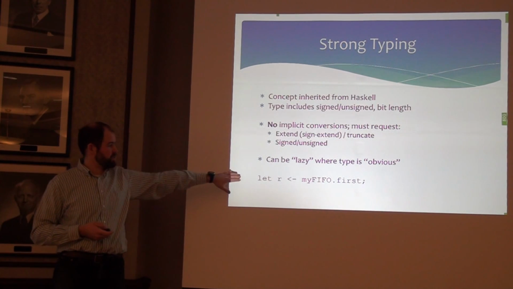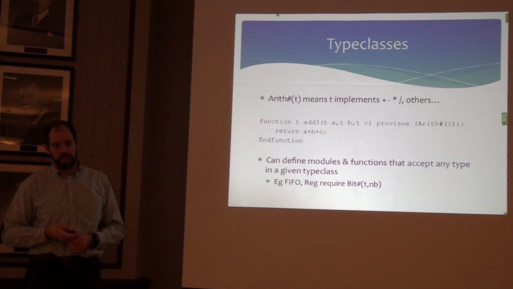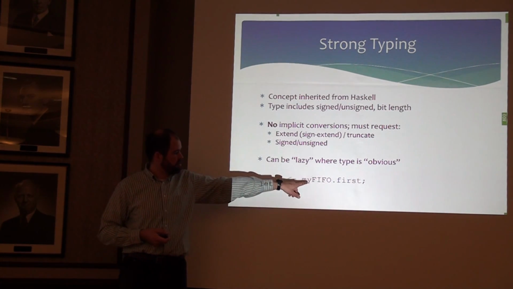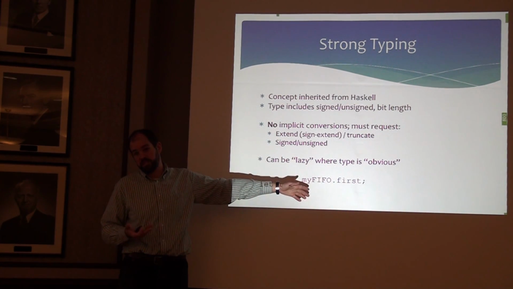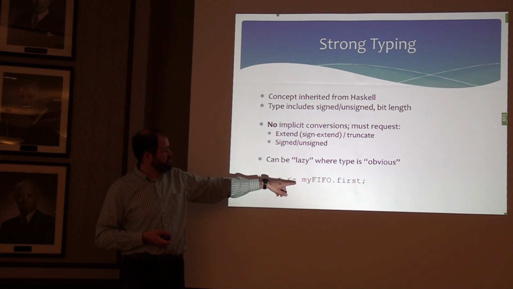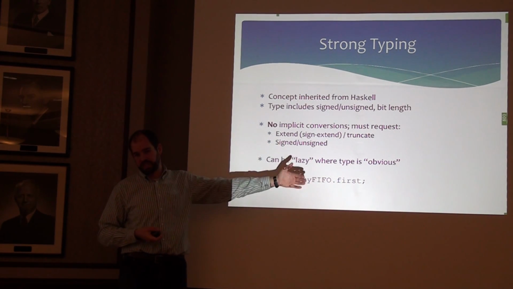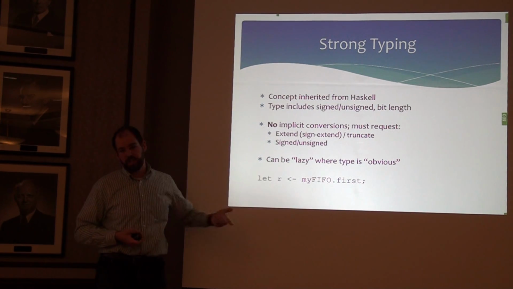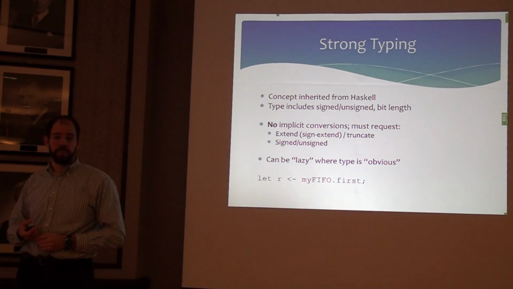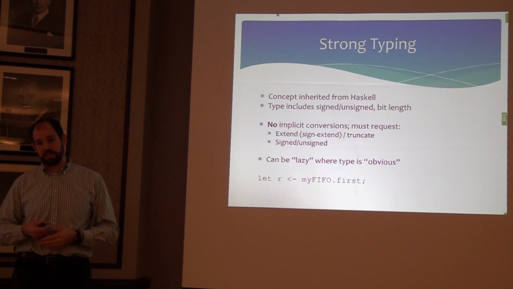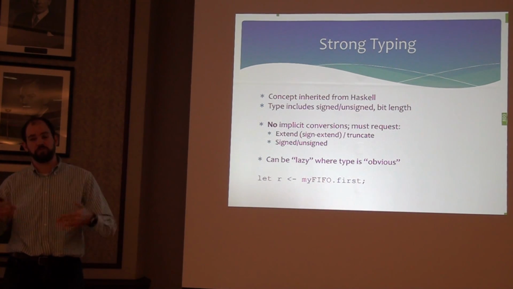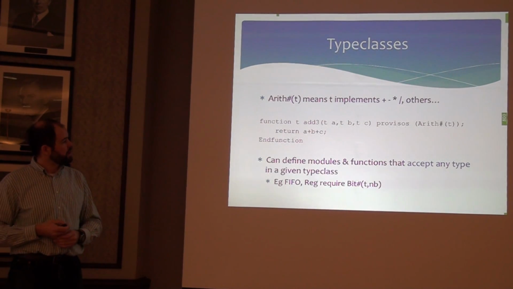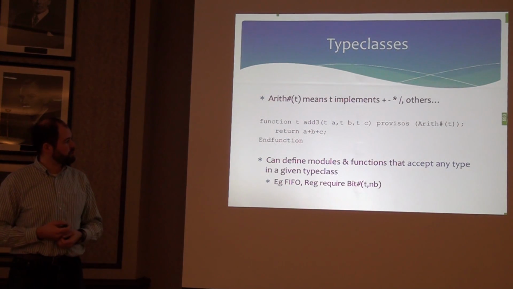Although on interchange, it lets you be lazy where the type is obvious. Okay? So for instance, if you want to pull out the first element of a FIFO, well, my FIFO has a type that specifies what the FIFO holds. And so if you want to pull out the first element, well, you know that first element is of the type of whatever is in the FIFO. And so you don't need to tell it what R is because it will know. Or you can tell it what R is, and if it doesn't match, then it will throw an error at you. Okay? Really neat way of doing polymorphism.